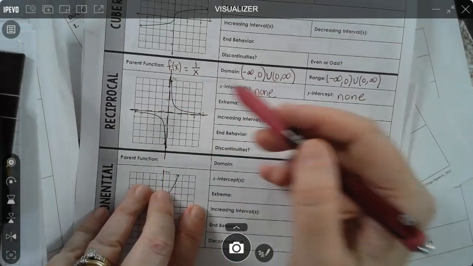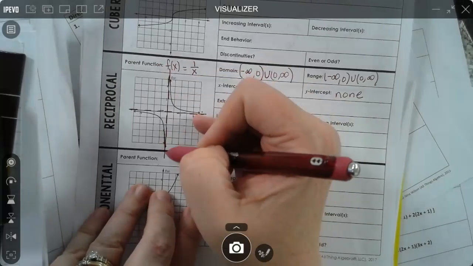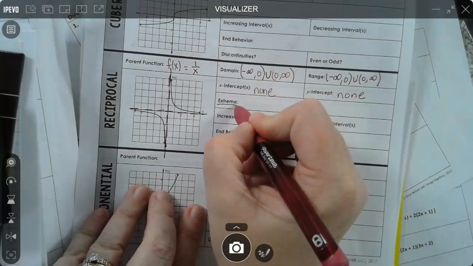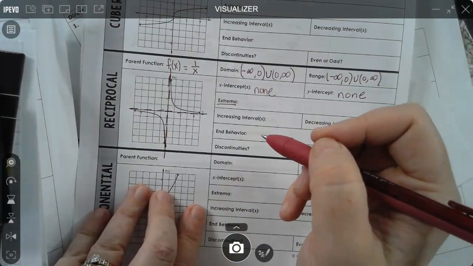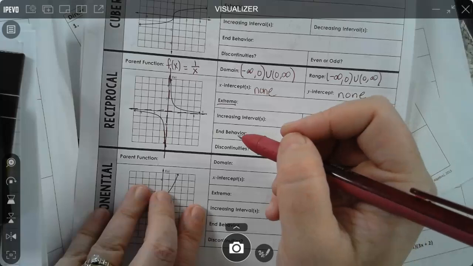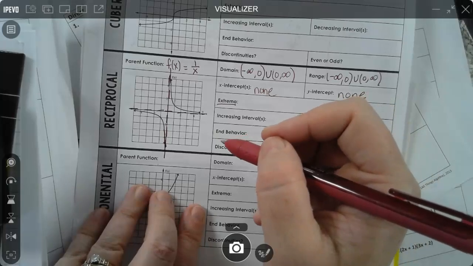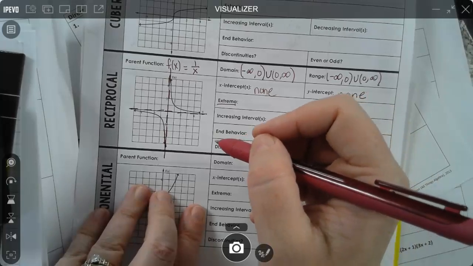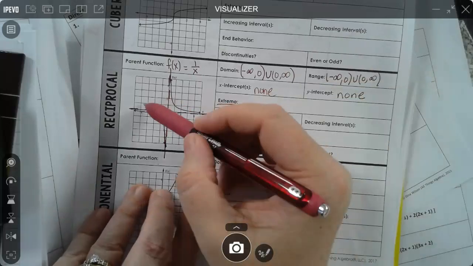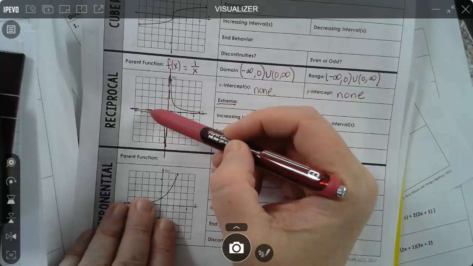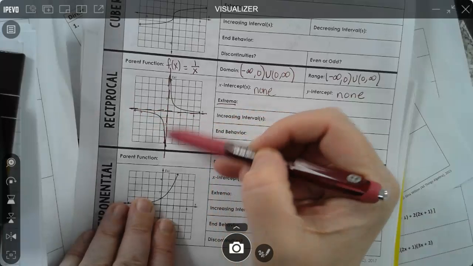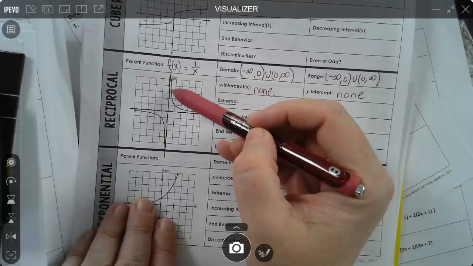There's no extrema because look, I go up forever, down forever. And remember what extrema means. I stop increasing and start decreasing, or stop decreasing and start increasing. If that never happens, I can't have a max or a min. So in this case, look what's happening as I move left to right. Am I increasing or decreasing? Decreasing. Even when I come up here, guess what? Still decreasing. So there's no extrema.